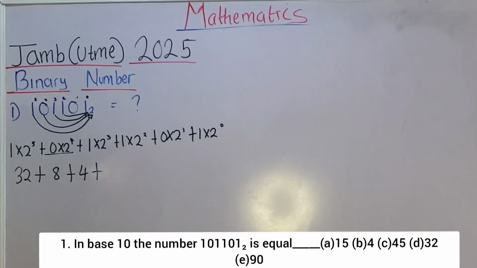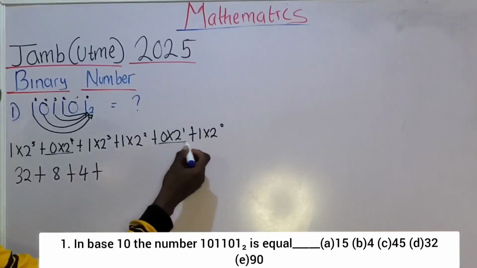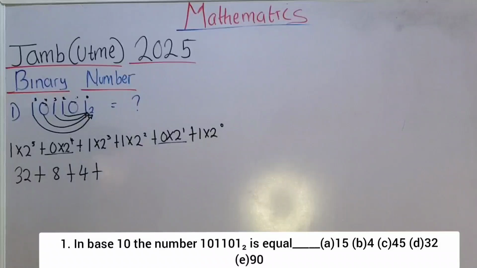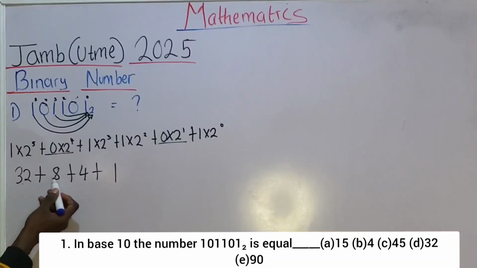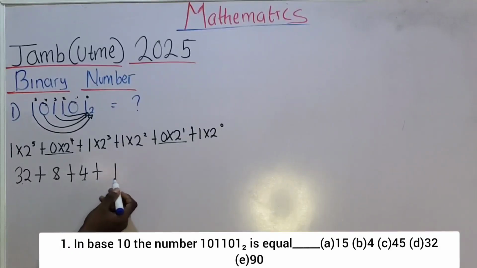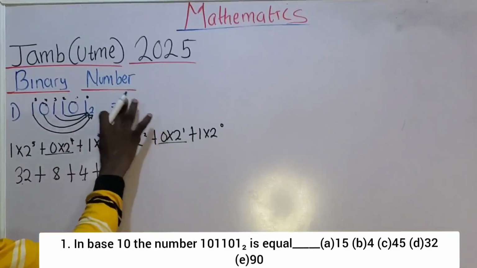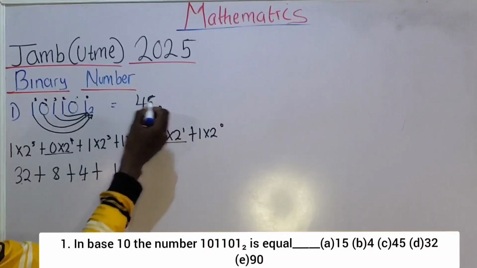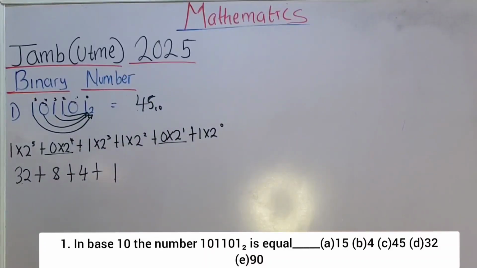0 times 2 raised to the power of 1, that is 0, okay? So this one is also eliminated. And 1 times 2 raised to the power of 0. 2 raised to the power of 0 is 1. 1 times 1 will give me 1, okay? So with respect to what we have here, we can proceed as this. 32 plus 8, that is 40. 40 plus 4, that is 44. 44 plus 1, that is 45. So the answer is 45 base 10 or 45, depending on what you have in the question, okay? That means that option C is correct. Do you understand? Okay, now let us proceed to question number 2.